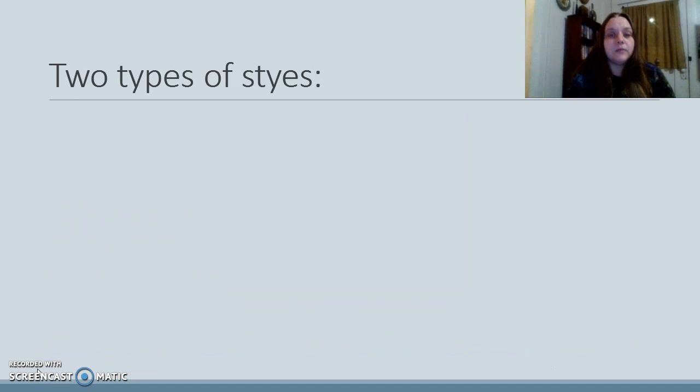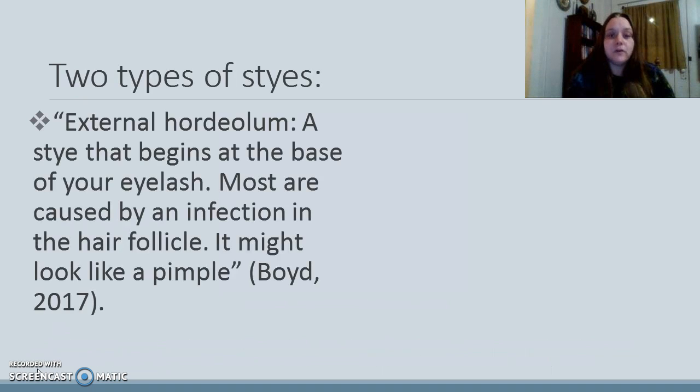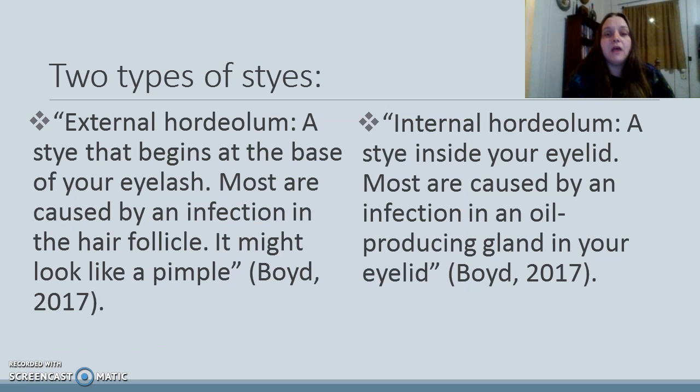There are two types of styes, also described by Boyd in her 2017 article. There is the external hordeolum, which is a sty that begins at the base of your eyelash and is most commonly caused by an infection in a hair follicle. There is also the internal hordeolum, which is a sty inside of your eyelid and is caused by an infection in the oil-producing gland.